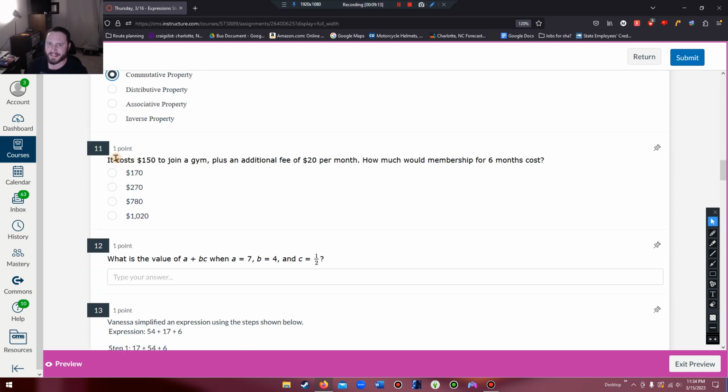For number 11, it costs $150 to join a gym, plus an additional $20 per month. Ooh, so it costs $150 to join the gym, okay? Plus an additional fee of $20 per month. So $20 per month. Oh, it tells us 6 months. So it's going to be plus $20 times the number of months. Well, it looks like it's going to be 6 months. This is going to be my problem. I have to figure out this equation and I have to solve it.